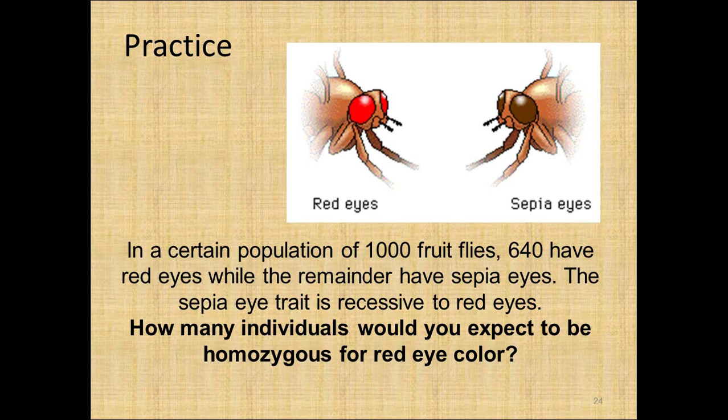To do a Hardy-Weinberg problem, you have to work in reverse. Your first step is to always calculate q squared. So we've got 1,000 individuals. We're going to subtract the 640 that have red eyes to get 360 flies with sepia eyes. That's going to be our q squared. 360 divided by 1,000 gives us 0.36. Step number 2, we take the square root of that 0.36 to get q. That number is 0.6.